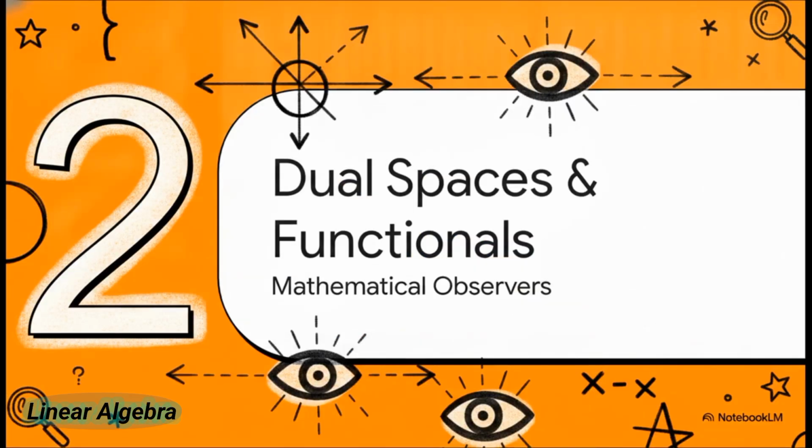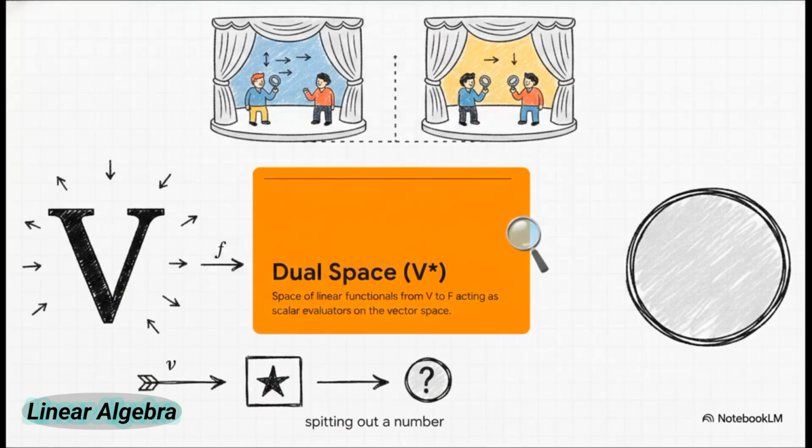Moving right along to Part 2, dual spaces and functionals. Okay, so now that we've got our stage and our actors, let's introduce the mathematical observers. This observer space is called the dual space, which we denote as V star. It's basically the space of all linear functionals from our vector space V back to our scalar field F. Instead of moving vectors around, these functionals act as measurement tools, scalar evaluators. You feed them a vector and boom, they spit out a number.